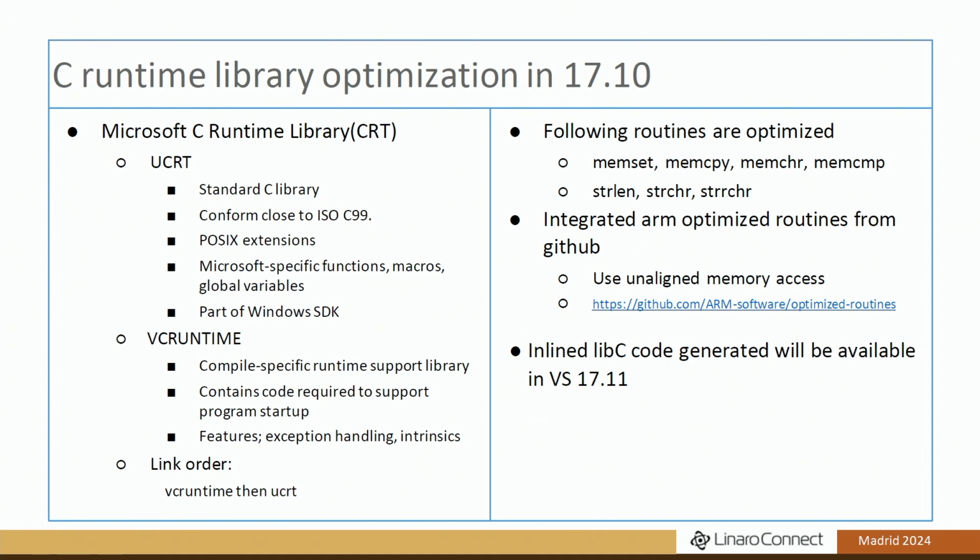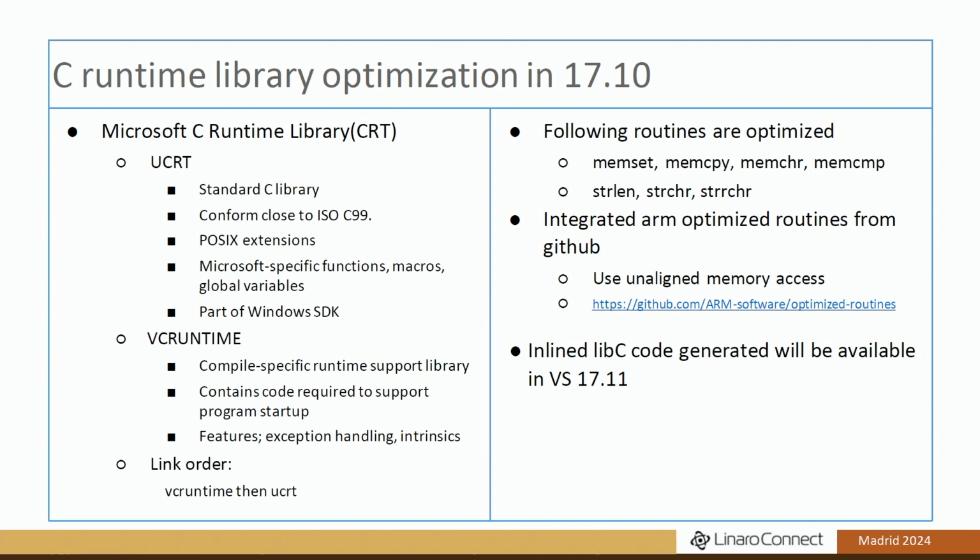So if you look at the link order, the VC runtime will get linked in first, followed by UCRT. The UCRT is optimized, but not the VC runtime. So we optimize functions like memset, memcpy, and some other runtime functions mentioned here.